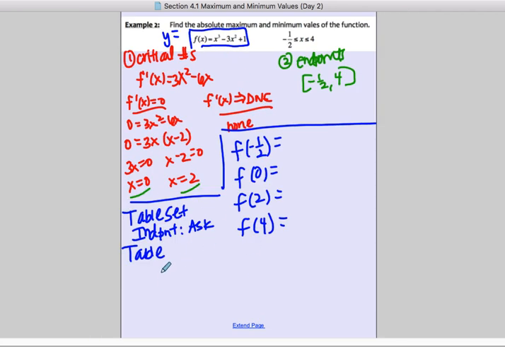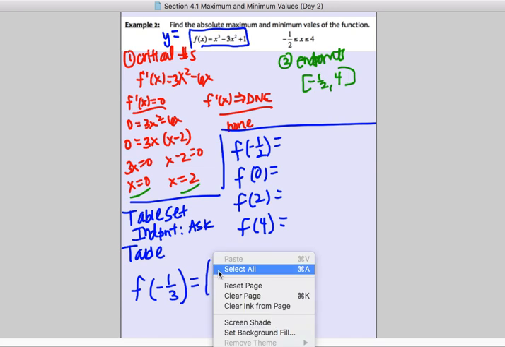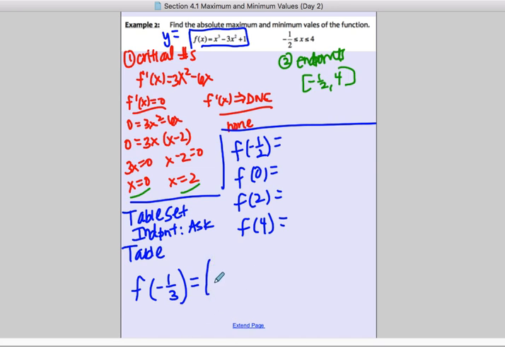For f of -1/2, I'm going to write it out, and then I'm just going to tell you the rest of the answers. If I plug in -1/2, you would type (-1/2) to the third minus 3 times (-1/2) squared, plus 1, and you get out 0.125. Then you plug in 0, that one's easy. You plug it into your original, you get out 1. Plug in 2, you get out -3. And you plug in 4, and you get out 17.